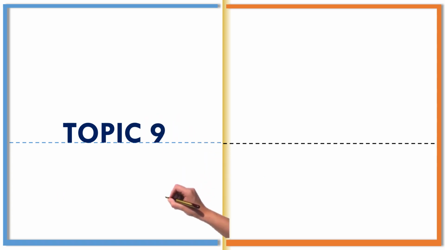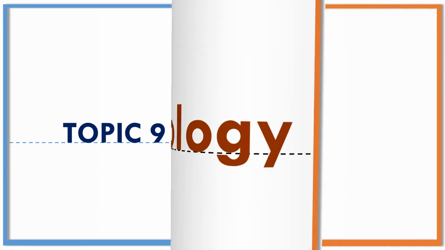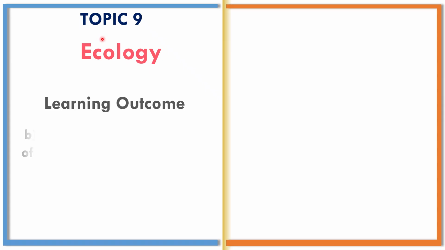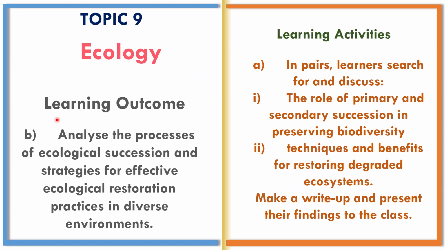Topic 9, and we have been looking at ecology. Thank you for participating in Topic 9, Ecology. We have been looking at learning outcome B, analyze the processes of ecological succession and strategies for effective ecological restoration practices in diverse environments. We have been looking at learning activity A.